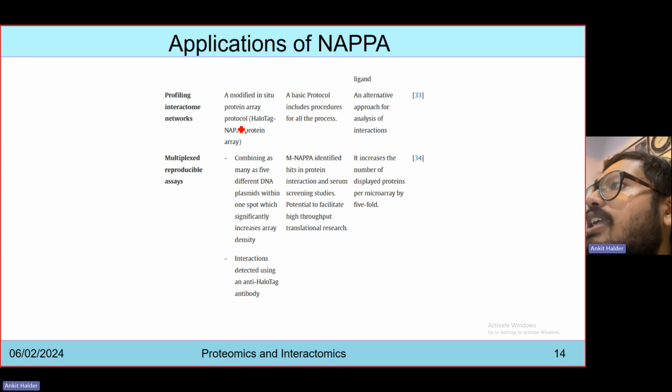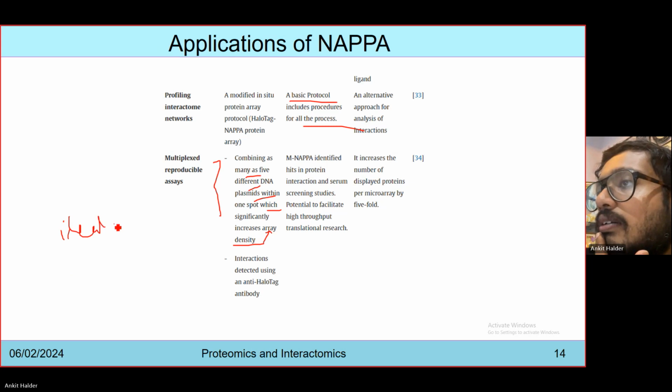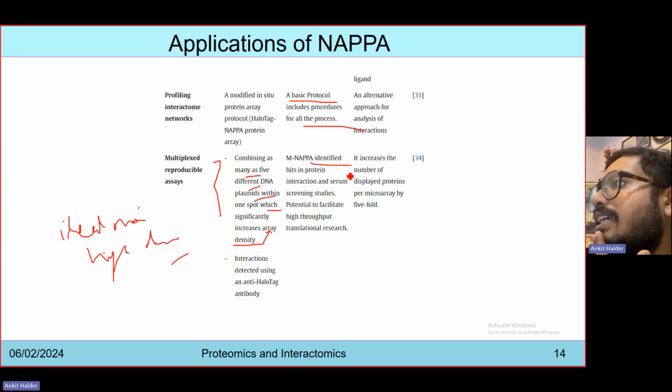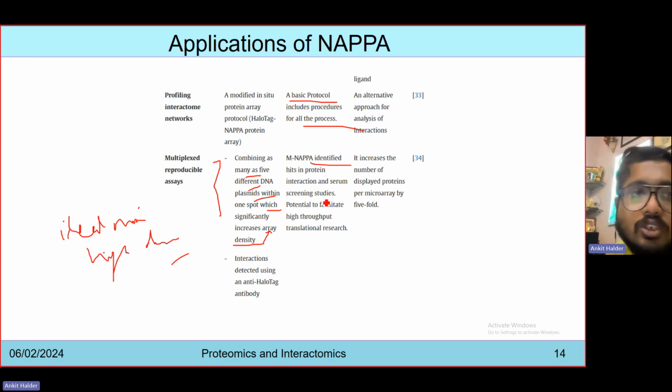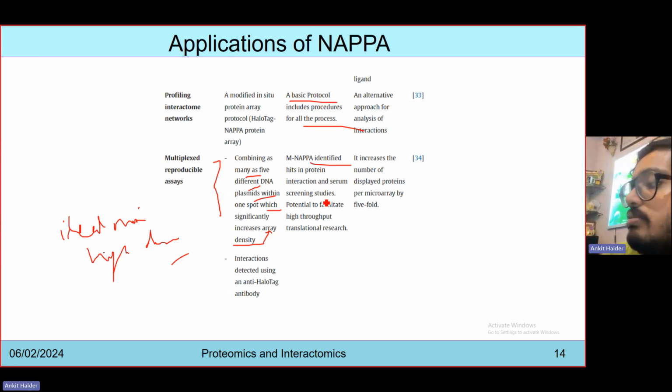About the NAPA protein array procedures: multiplex reproducible arrays with 5 different DNA plasmids significantly increase the array density. The major thing for an ideal microarray is to have high density arrays. So identified hits in protein interaction and serum screening studies, and the number of displayed proteins per microarray, increase by 5-fold.